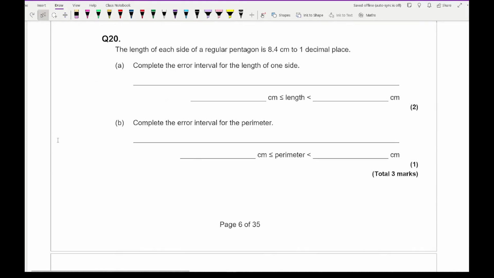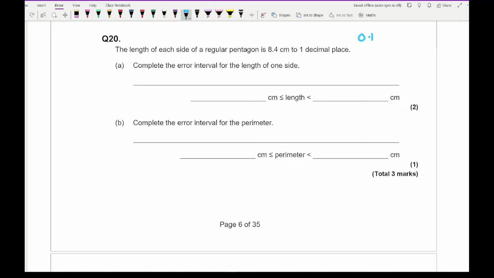Then moving on to question 20, it says the length of each side of a regular pentagon is 8.4 to 1 decimal place. Complete the error interval of this. So the error interval is basically wanting the upper and lower bound. So here, it's been rounded to 1 decimal place.